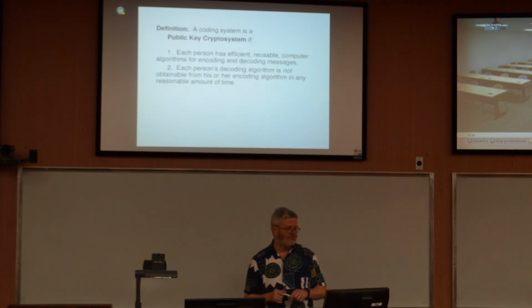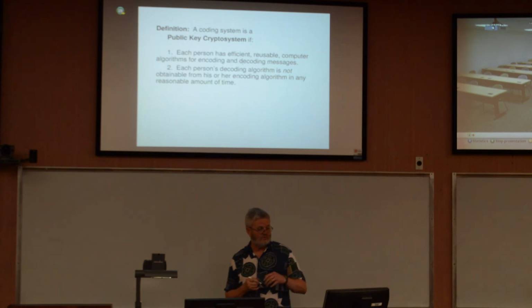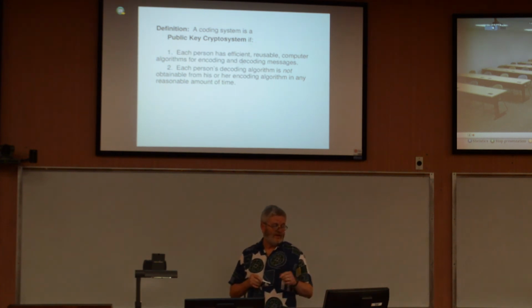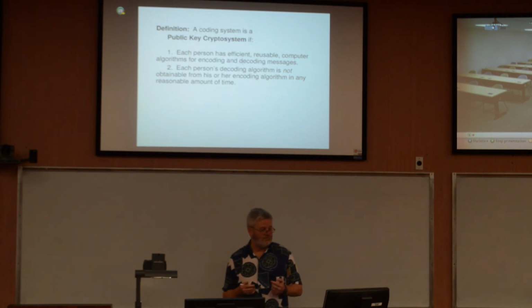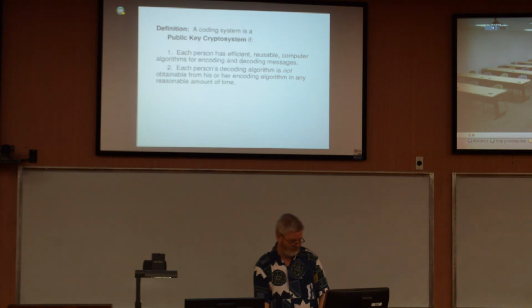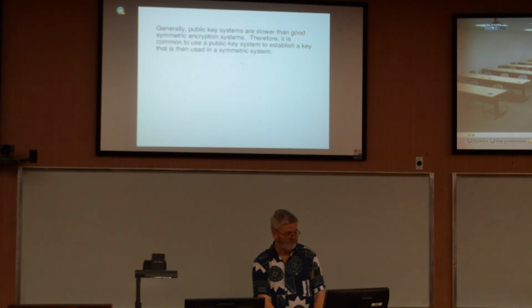Okay, a coding system is a public key crypto system if, one, each person has efficient, reusable computer algorithms for encoding and decoding messages, and two, each person's decoding algorithm is not obtainable from his or her encoding algorithm in any reasonable amount of time, because that encoding algorithm is made public. It can be put in like a phone book or something.